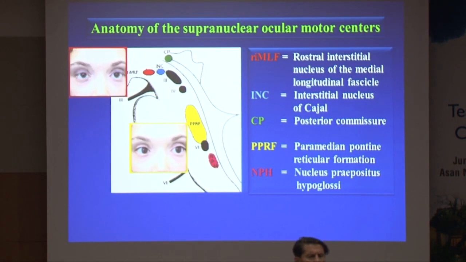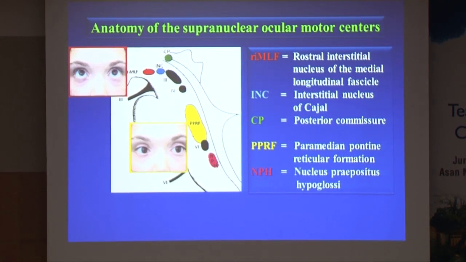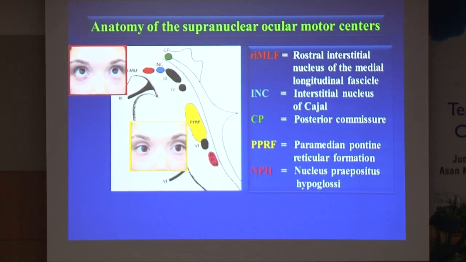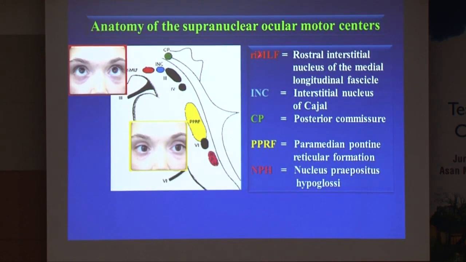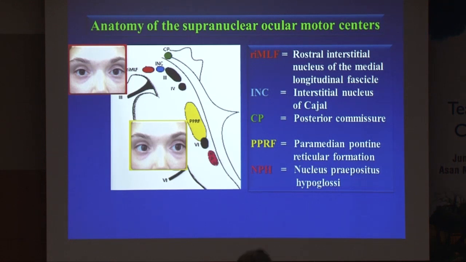This looks at first glance a little complicated, but indeed it's not. We know everything about the oculomotor system. That's a good thing. There are just 5 centers. One is the rostral interstitial nucleus of the MLF. This is the center where vertical saccades are generated. You have burst neurons in these centers. Then we have an analogous structure in the pons, the paramedian pontine reticular formation. They are the burst neurons for ipsiversive horizontal saccades. Saccades: vertical, midbrain; horizontal, pons.